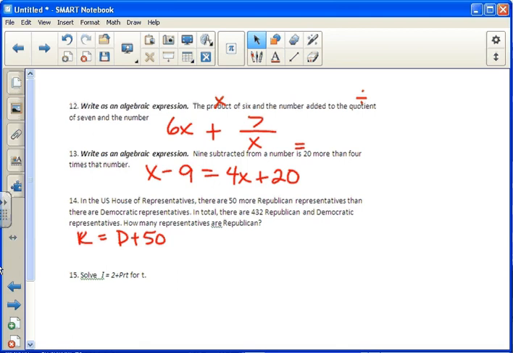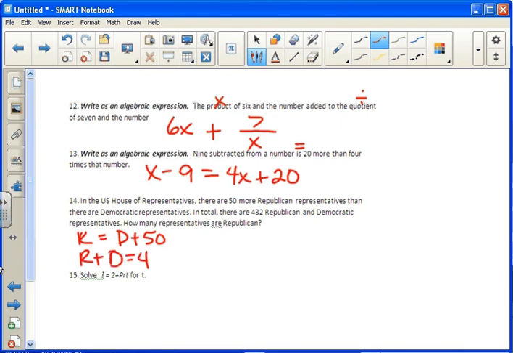In total, meaning if we add the two together, there are 432 representatives. And that part is true. There's always 432. I did not count at the moment to see if there are that many more Republicans or Democrats, but there are always 432 total. So how many representatives are Republican? With all these types of problems, you need to get two equations or more and then substitute. So we know that R is equal to D plus 50, so we take D plus 50 and plug it in for R. So D plus 50 plus D equals 432.